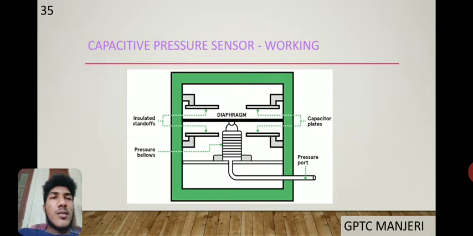This is the working diagram of a capacitive pressure sensor. The pressure acts on the pressure bellows. The pressure difference also acts on the diaphragm. This displacement of the diaphragm changes the capacitance and sends the electrical signal to the microcontroller.